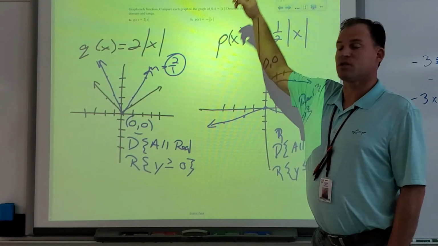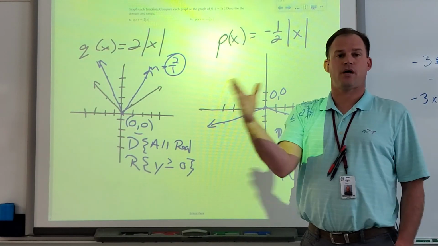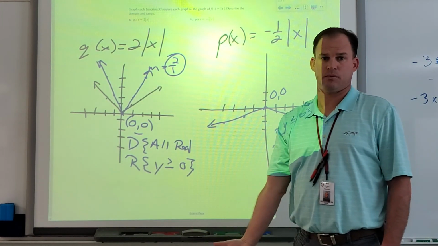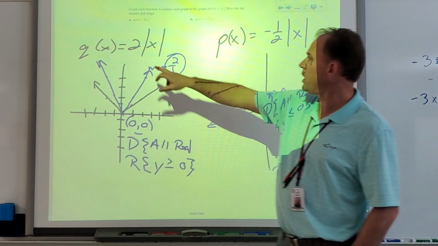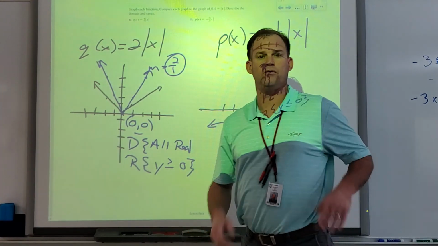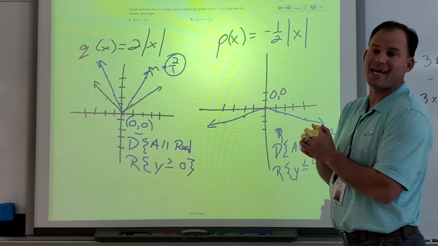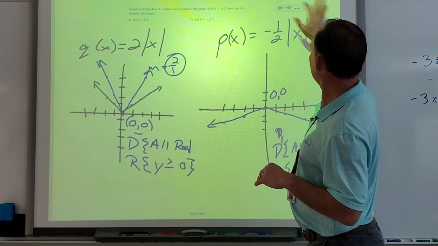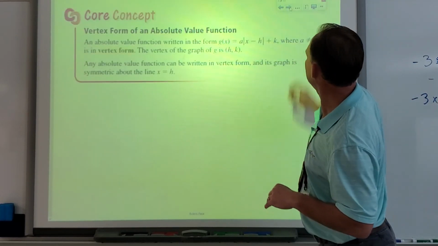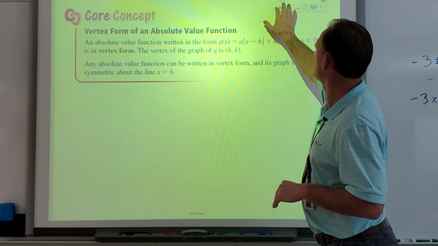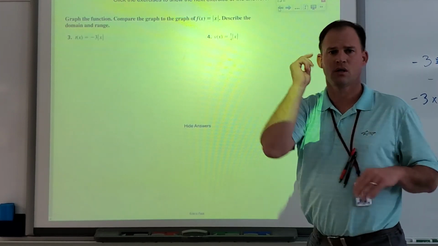So numbers inside the absolute value are shifting you right and left, but opposite. Numbers outside the absolute value are shifting you up and down, and a number in front of the absolute value changes the slope of the right-hand side. Those are the big three things. That's more practice. That's tomorrow's notes. Good luck.